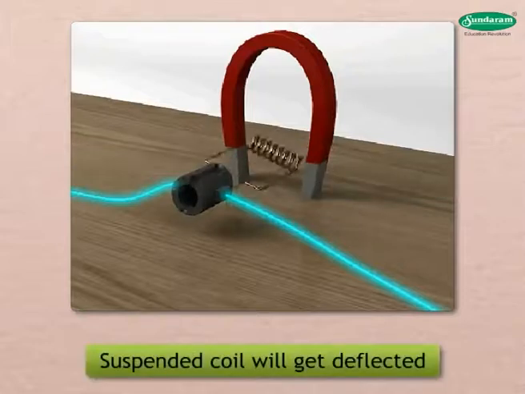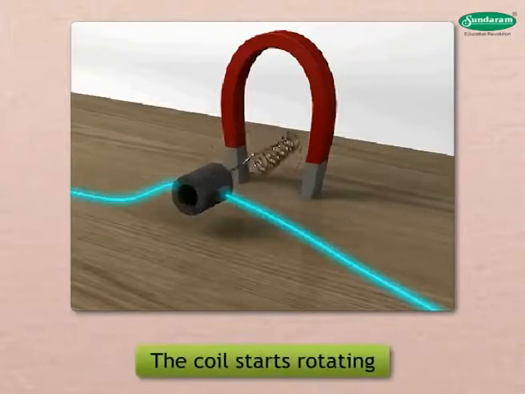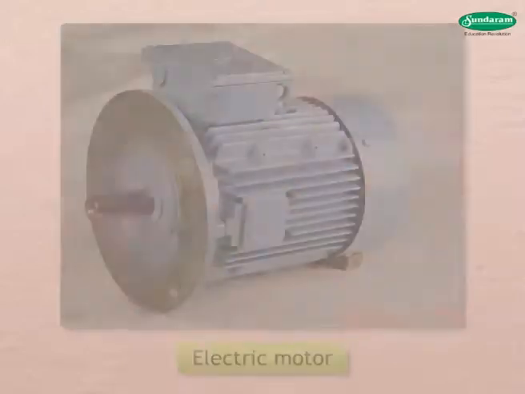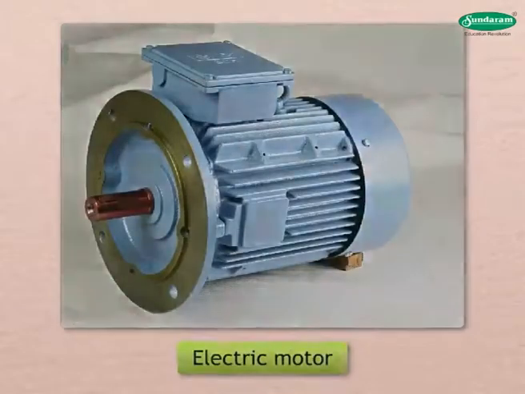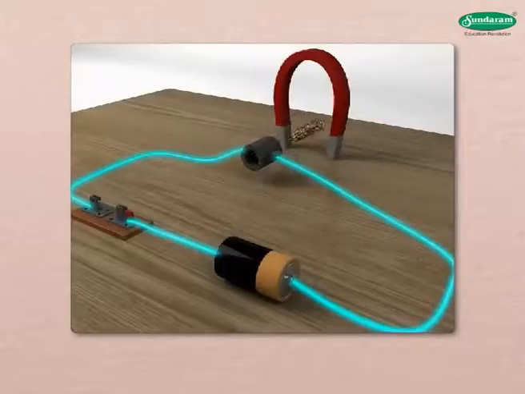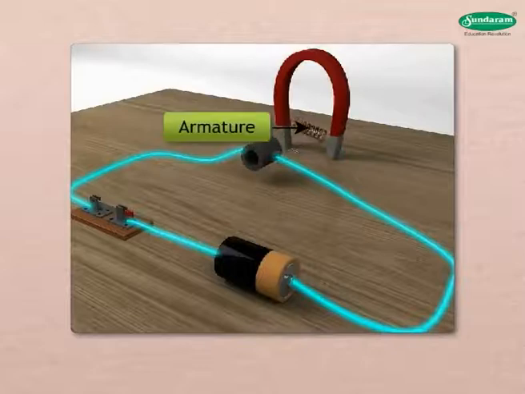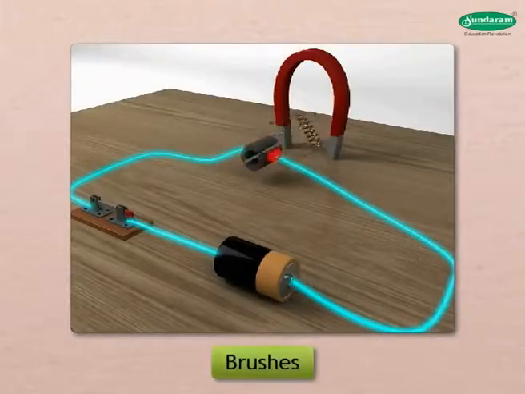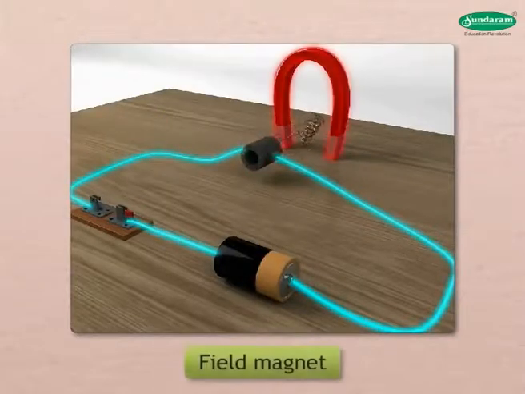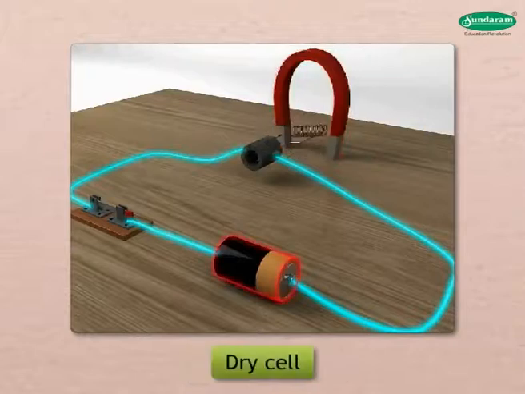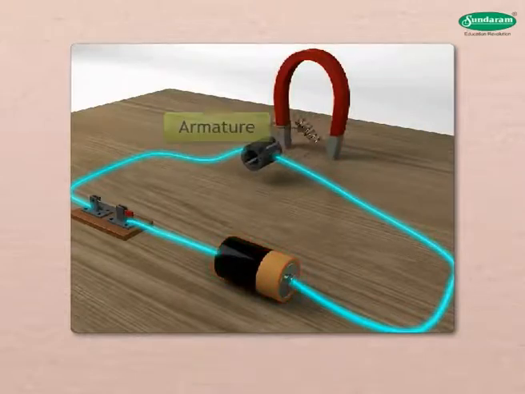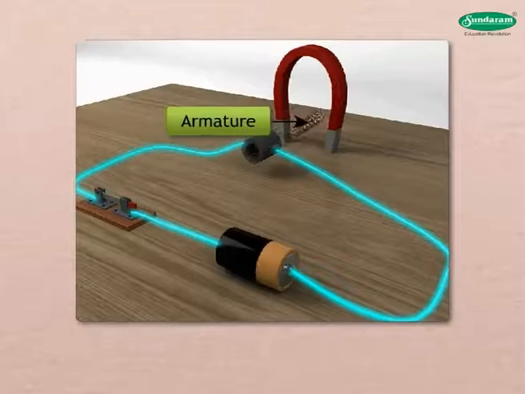The suspended coil will get deflected. So, the coil starts rotating. The electric motor works in a similar manner. It consists of armature, commutator, brushes, axle, field magnet and dry cell or any other cell. The armature is a coil of wire as in the previous experiment.